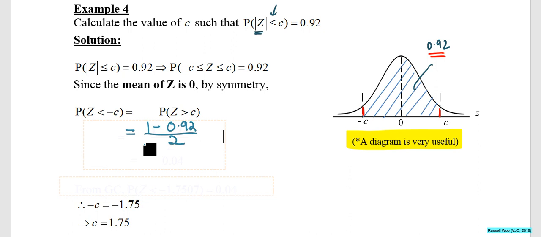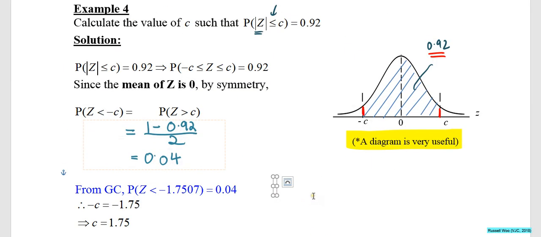You take 1 minus 0.92 divided by 2 because these two end areas are the same, which means this is equal to 0.04. Now we can use inverse norm. By using inverse norm, by GC, you get minus C equals minus 1.75, so C is 1.75.